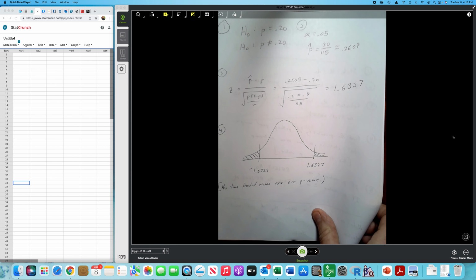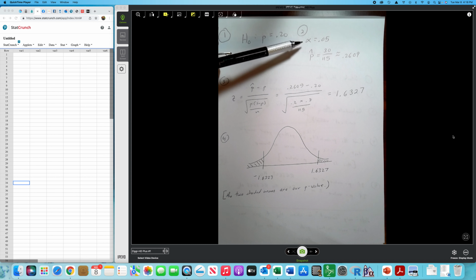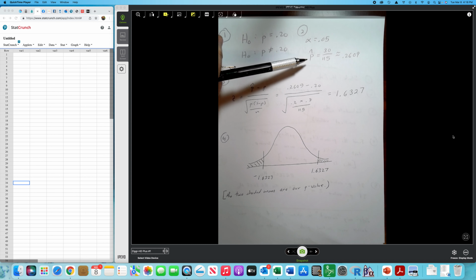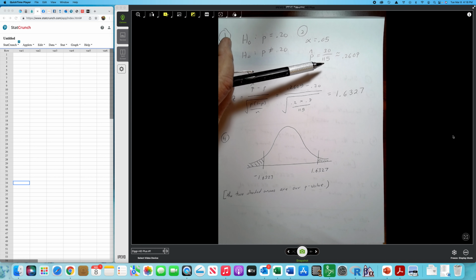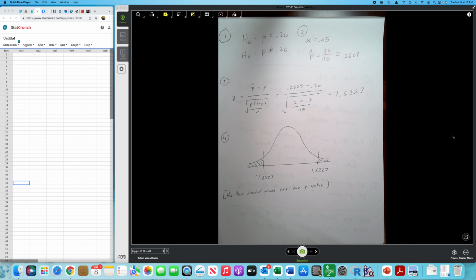So let's say that we have a claim on the table that the population proportion is equal to 20%, and we'd like to test that it's not equal to 20%. We'll assume we're testing at 0.05, and we'll assume that the sample data indicates that 30 out of 115 people, which is about 26.1% or 0.2609, have the characteristic of whatever is being measured in the population.